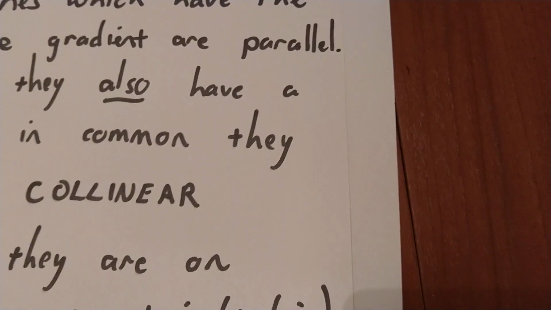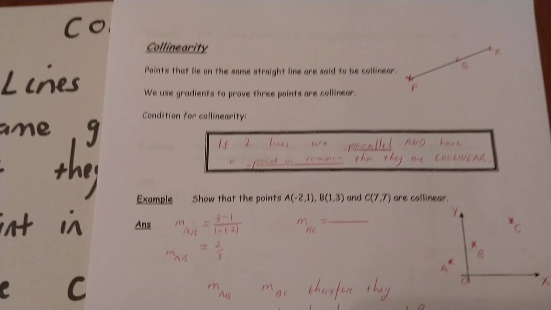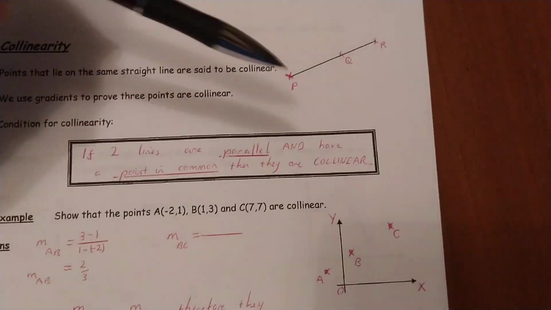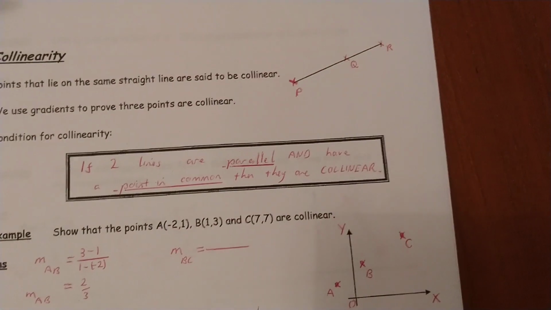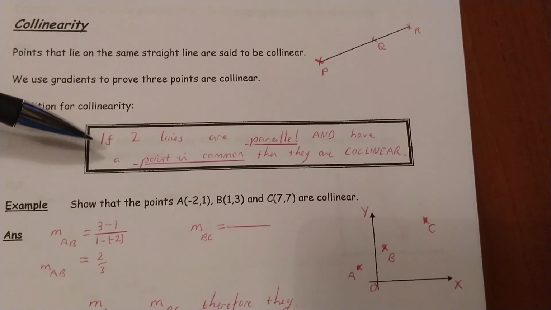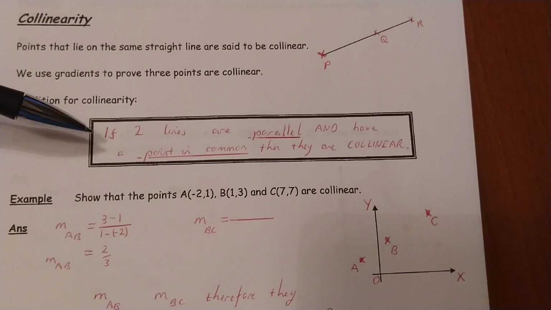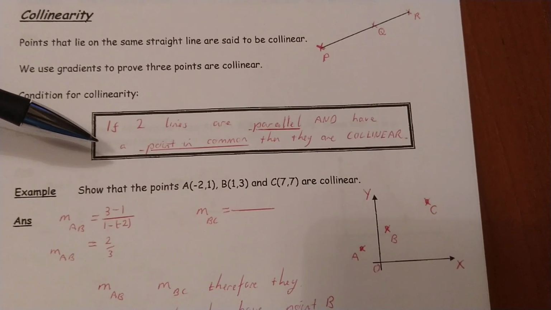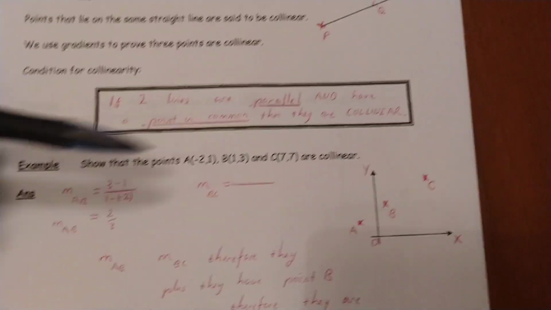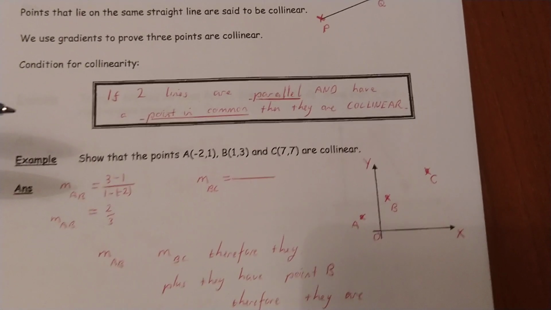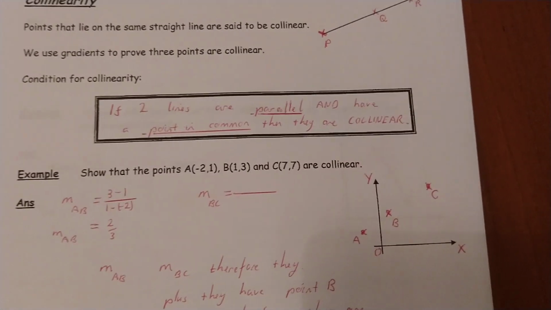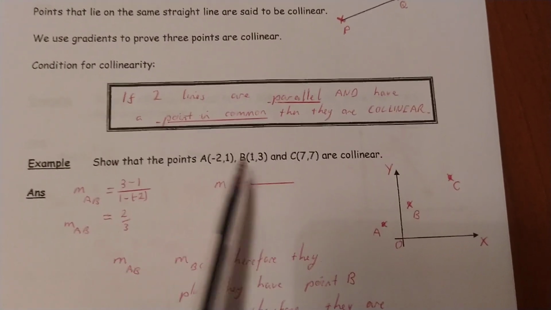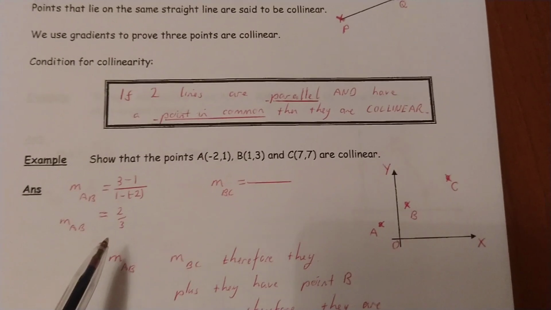Okay, so in our notes, we're now on to page 5, collinearity. All right, this one here. So if I've got some points like here, points P, Q, and R, then we've just been saying if two lines are parallel and they have a point in common, then we can say they're collinear. So for example, are A, B, and C in this example collinear? Gradient of AB, change in Y over change in X, 3 take away 1, 1 take away minus 2. I'm using this as (x2, y2) and this as (x1, y1). The gradient is 2 over 3.